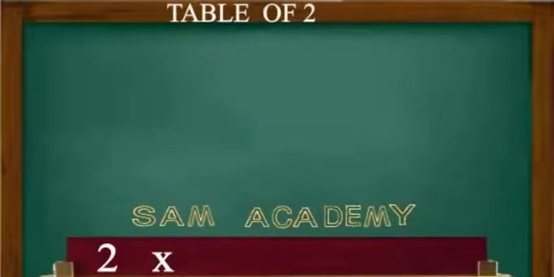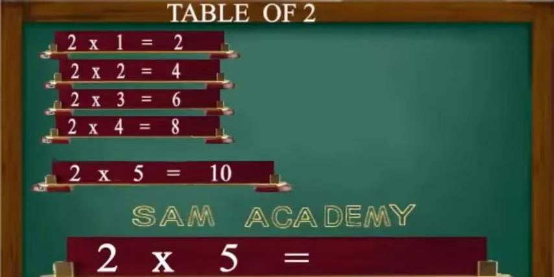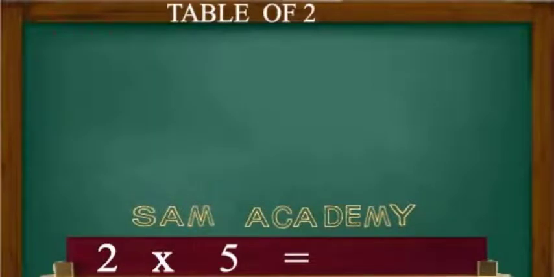Random, random, random, random, tell me. 2, 5 jaw? 2, 5s are 10.